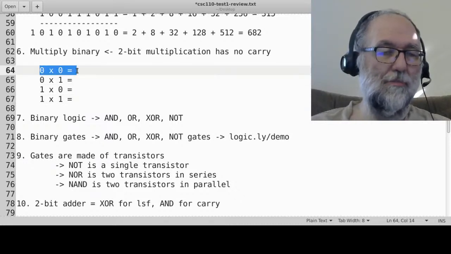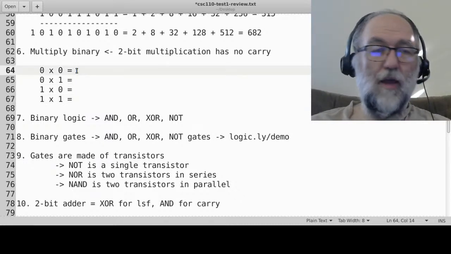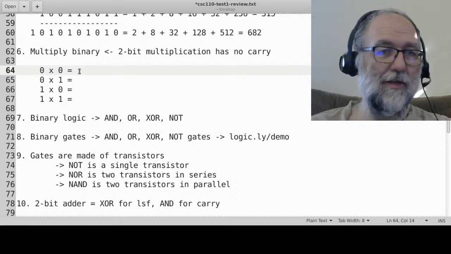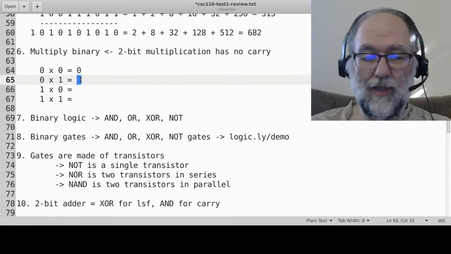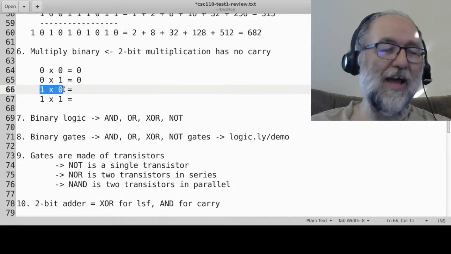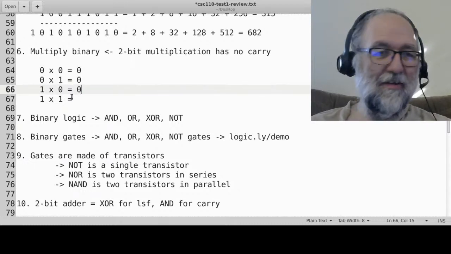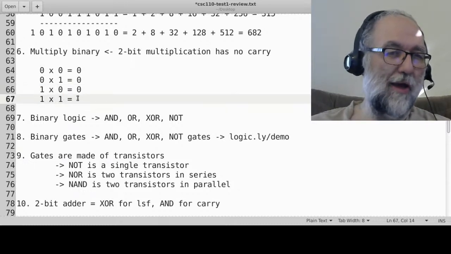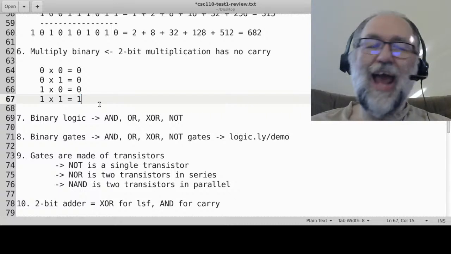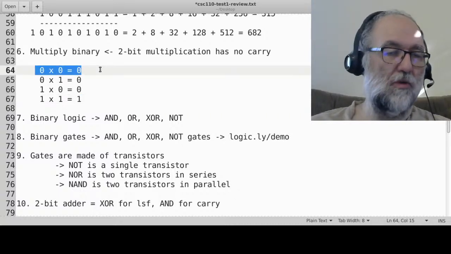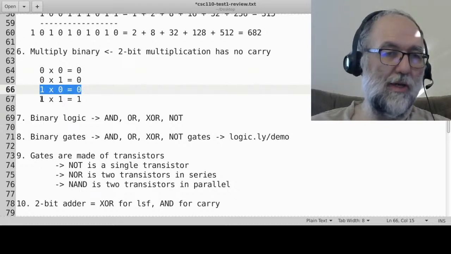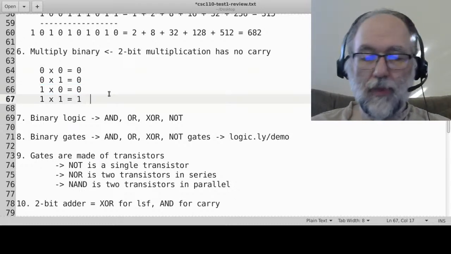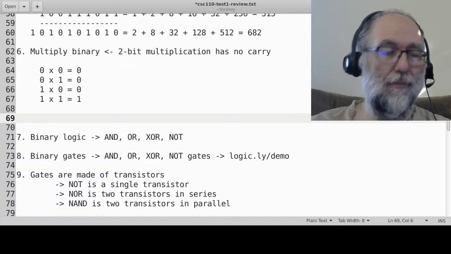And you go, what's 0 times 0? It's just like it is in decimal. If you've got nothing, you've got nothing. And if you've got no ones, then you've got nothing. And if you've got one nothing, you still have nothing. It's only if you have one that you have one. So it's exactly what you would expect. 0 times 0 is 0, 0 times 1 is 0, 1 times 0 is 0, and 1 times 1 is 1. And so there it is.